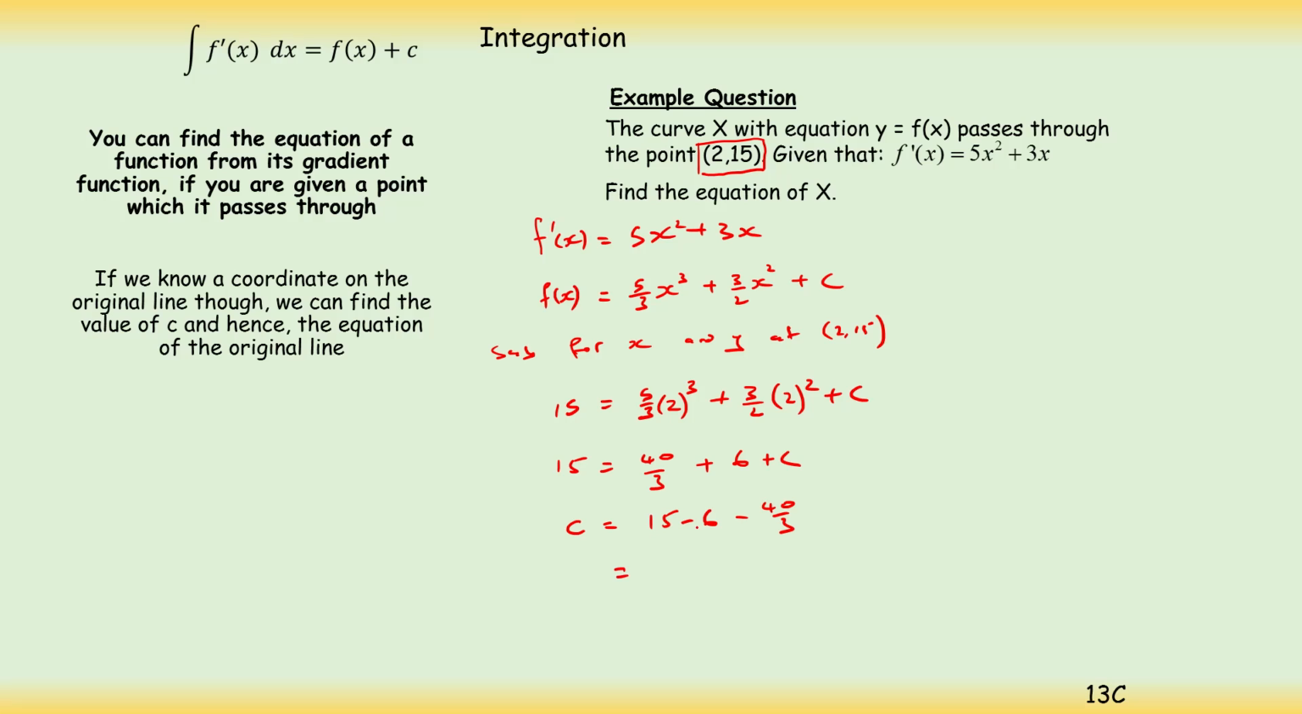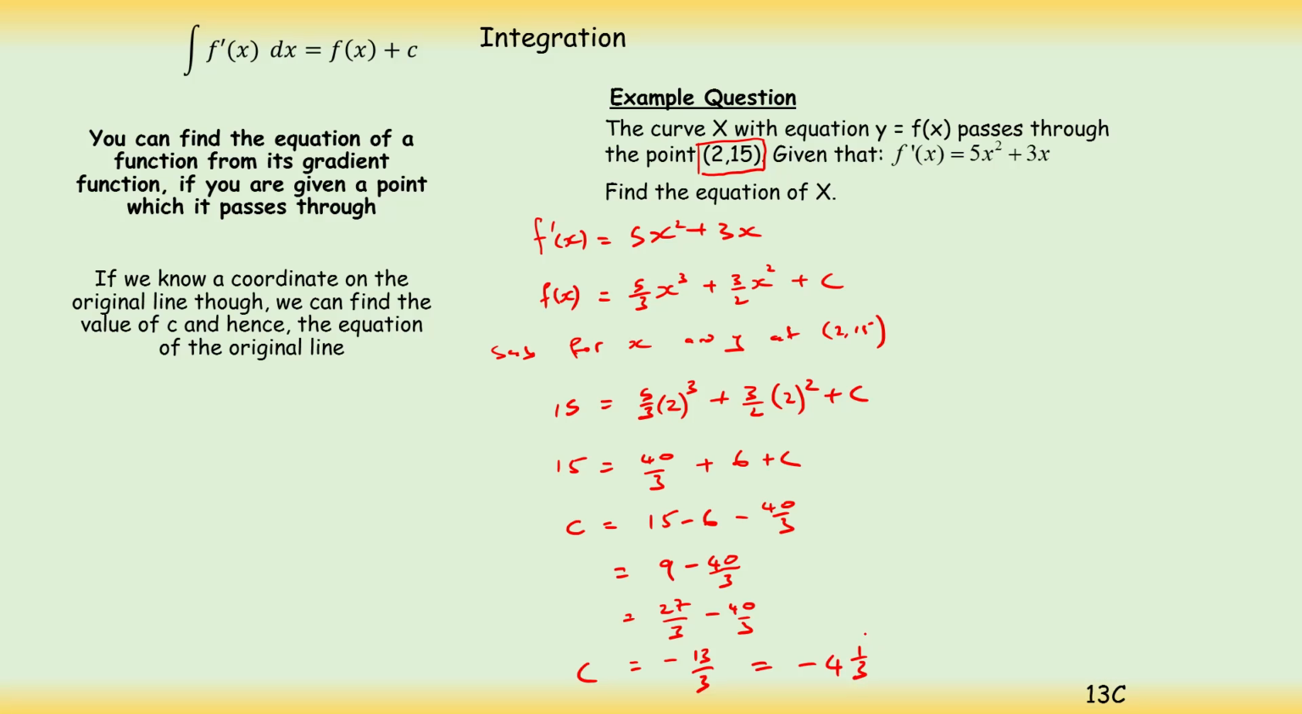So that's going to be 15 minus 6 is 9, minus 40 over 3. 9 times 3, so that's going to be 27 over 3 minus 40 over 3, which is 13 over 3. Oh, sorry, minus 13 over 3, which is also the same thing as minus 4 and a third.